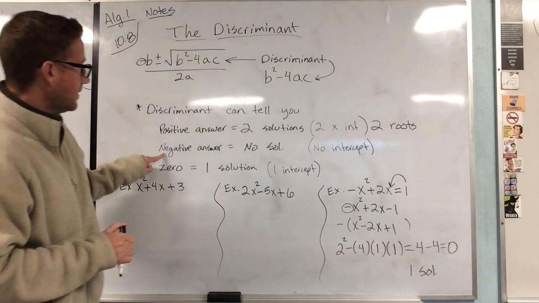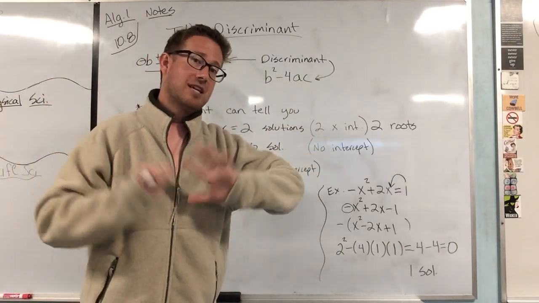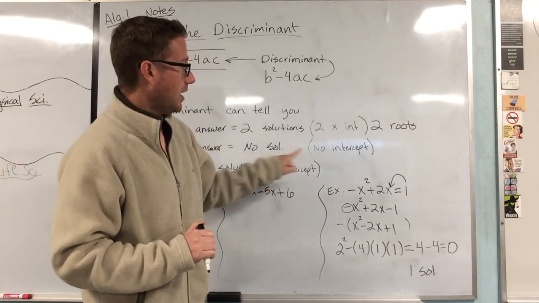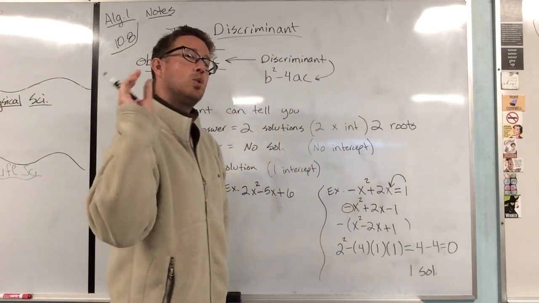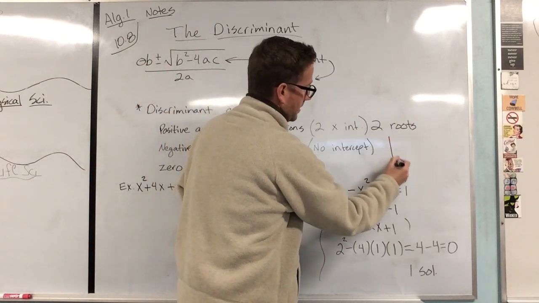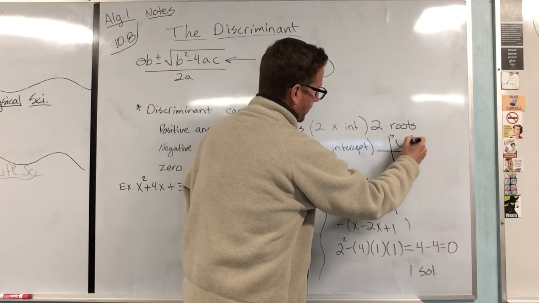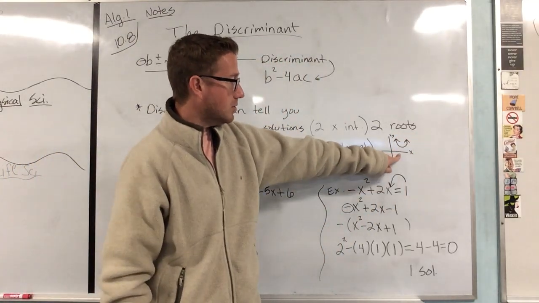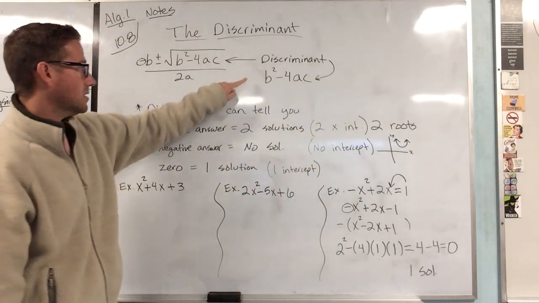Another one, if you have a negative answer, all right, -1, -2, keep going in the negative direction. Any negative answer means you have no solution, meaning you have no intercepts. That also means that your parabola will never touch or cross the x-axis. So here's an example of what that would look like. If this were your x, this were your y, it would be a parabola like that. You notice it's never going to touch or cross the x-axis. So that would be a negative discriminant.